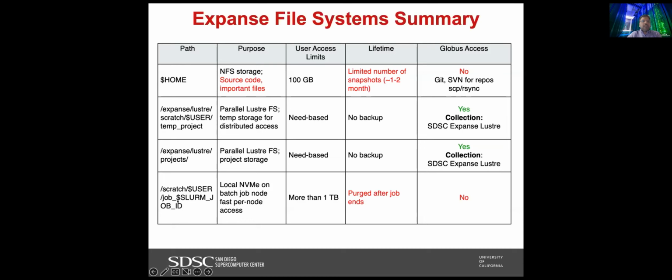Then you have the node local scratch, which is basically meant for lots of small scratch files or even larger scratch files that are generated during a job. It's purged after the job ends. And there is no Globus access on the compute node, so this is not going to be accessible from Globus.